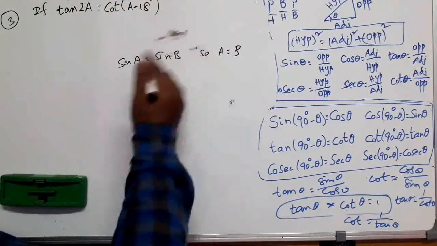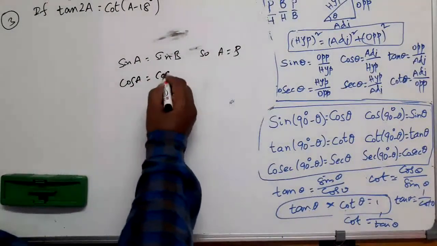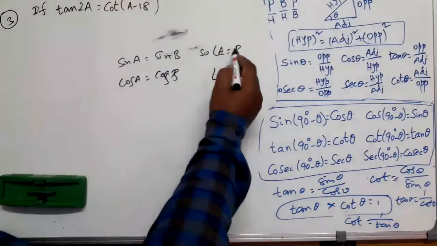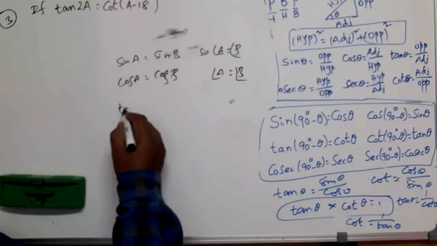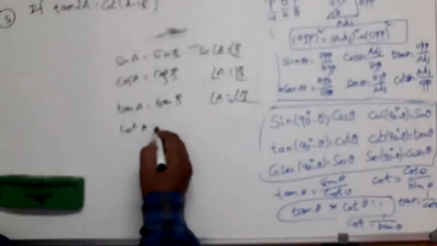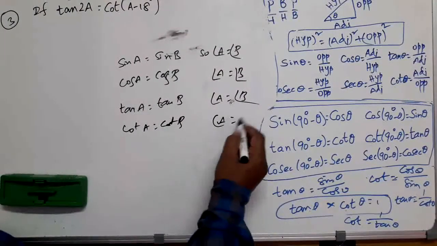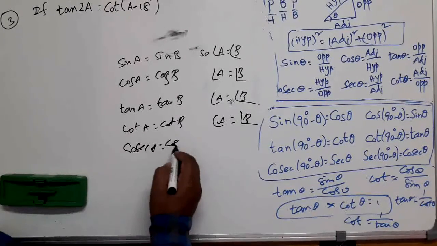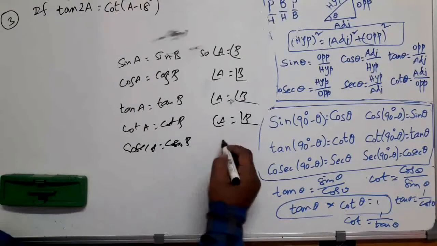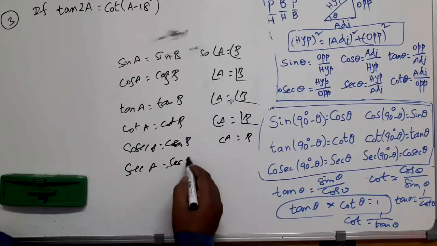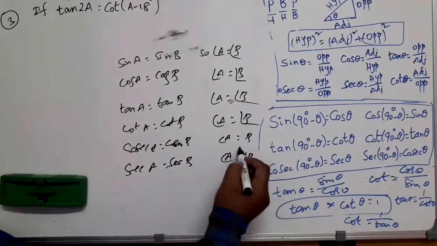The condition is of course this. If cos A is equal to cos B, angle A is equal to angle B. Of course, I am not writing the angle symbol, but it is angle A equal to angle B. In the same way, tan A is equal to tan B, angle A is equal to angle B. If cot A is equal to cot B, then angle A is equal to angle B. Cosecant A equal to cosecant B, then angle A is equal to angle B. Secant A equal to secant B, then we can say that angle A is equal to angle B.